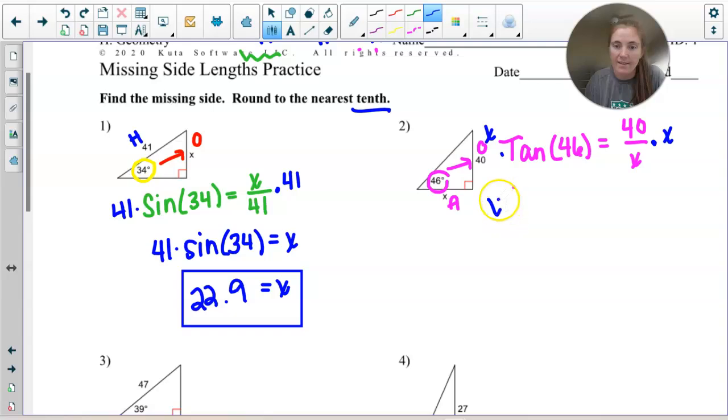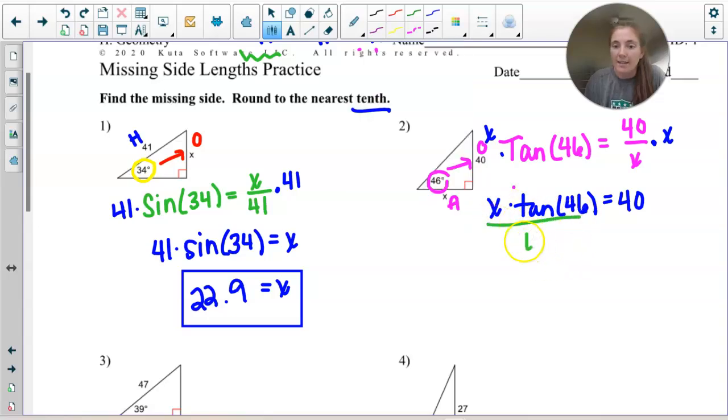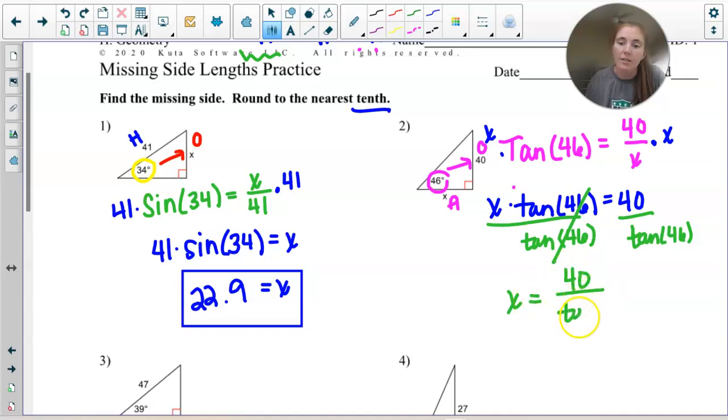Multiply both sides by x. X times the tangent of 46 equals 40. That's not solved out all the way yet. That's why we have one more step. We need to just be x equals when we're done. So the tangent of 46 is what we're going to divide by on both sides. That cancels out on this side, so the x is all by itself, and we are left with 40 divided by the tangent of 46, which can be typed right into our calculator.